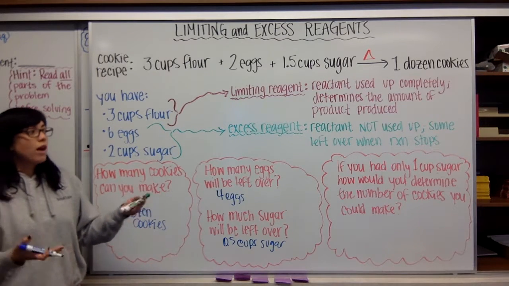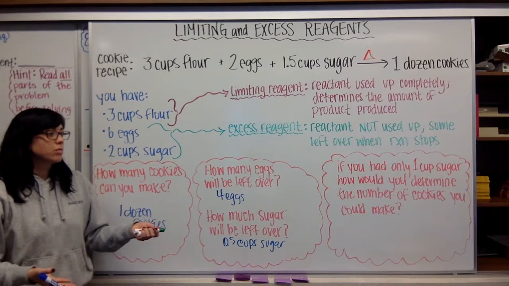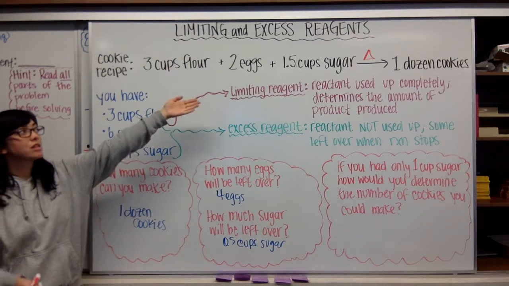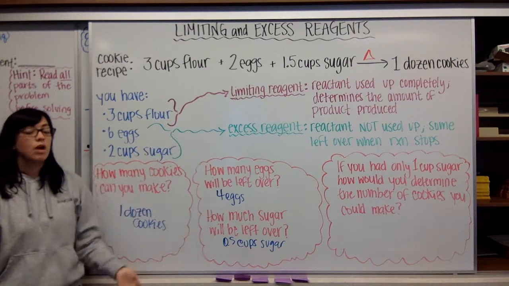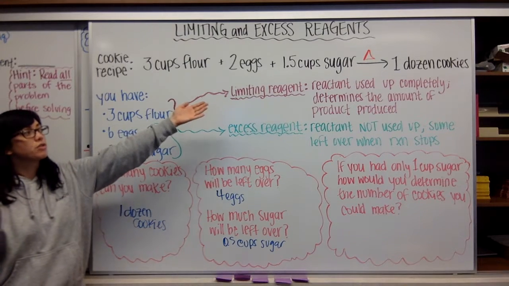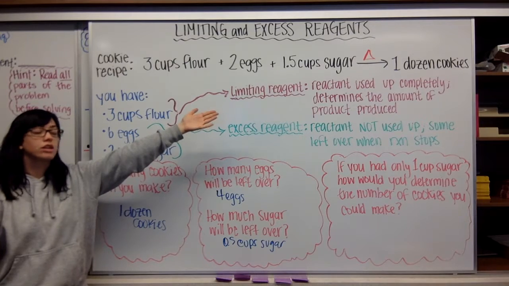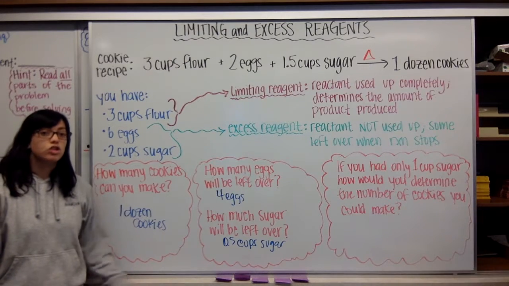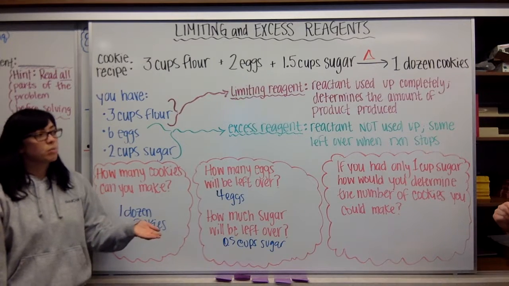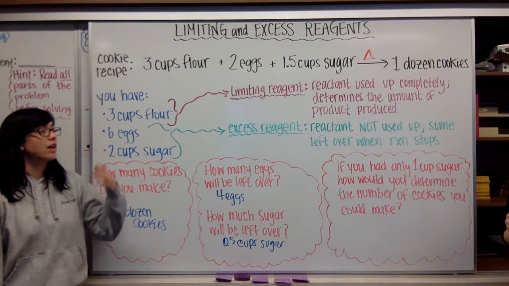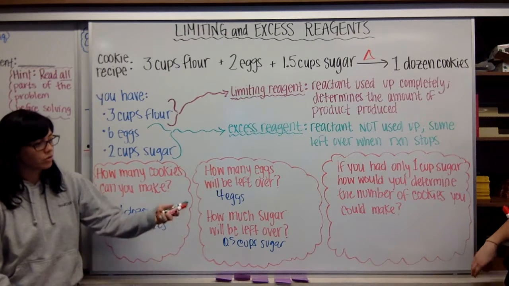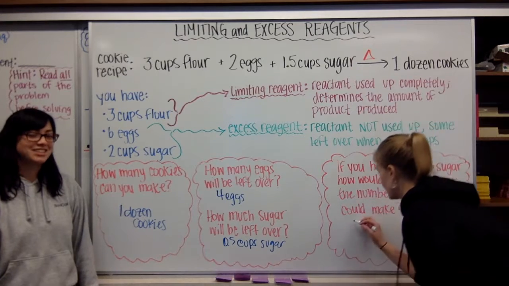If you had only 1 cup of sugar, how would you determine the number of cookies you could make? Now, you see our recipe is asking for 1.5 cups of sugar. But now with your dimensional analysis skills, you could tell me how many cookies 1 cup of sugar is going to make. So we're going to show you how using dimensional analysis, you can determine how much of a product we are going to end up with and how much excess reagent we actually use up. So if you want to write dimensional analysis there, thanks.